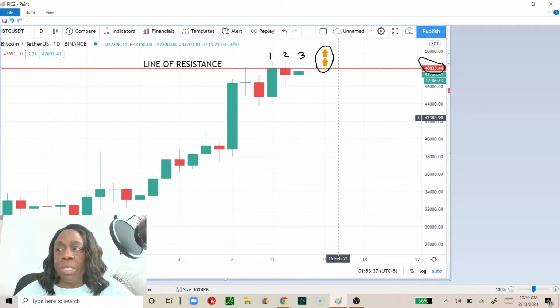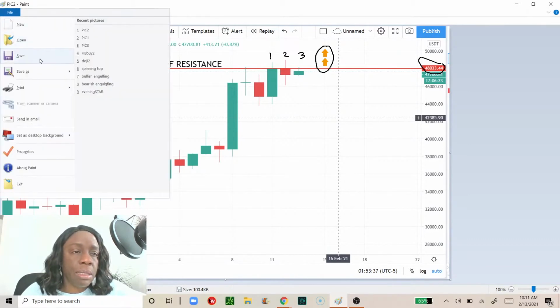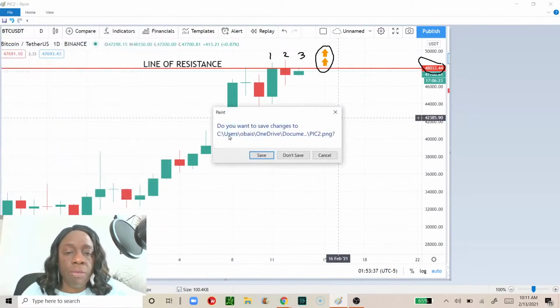Now, I'm going to go to the third chart, because the fact that price action breaks above the line of resistance is not a good enough reason to enter a trade. I'm going to pull up the next graph.